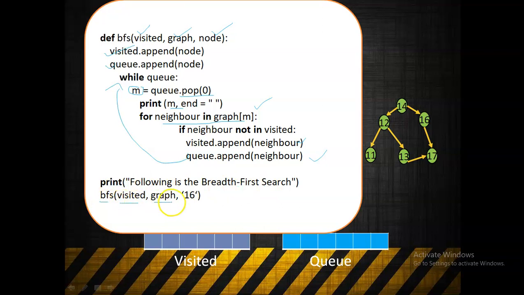The visited array is empty, the graph is given, and the root node is 14. Sorry, the root node is 14. So here you can pass the root node as 14.